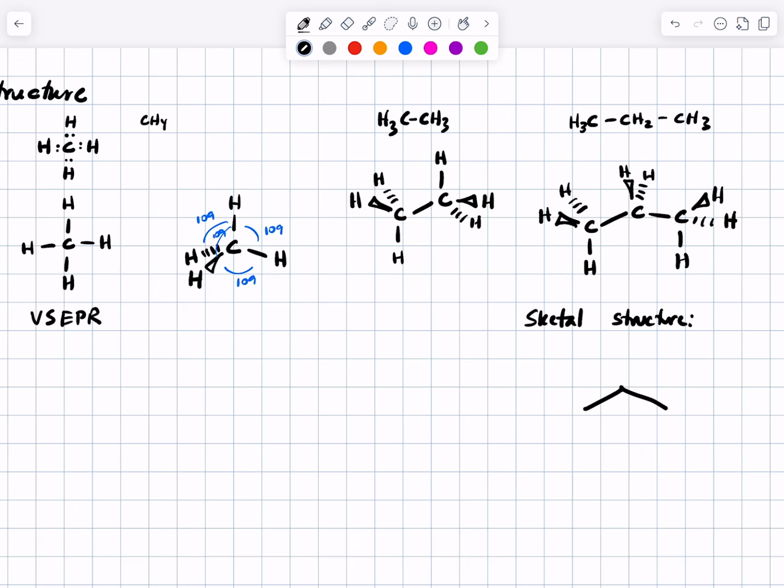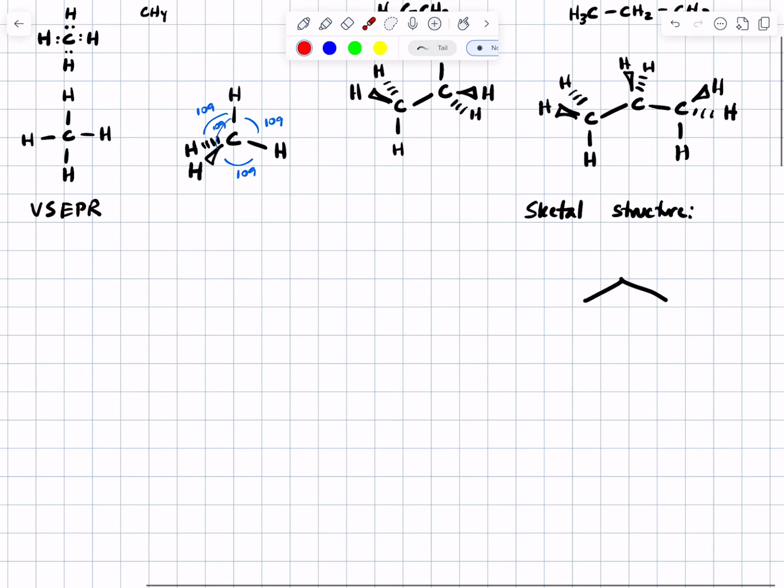Second, we assume that there is a carbon at every end of a line and at every point where lines join, at every vertex. So looking at this, I know that this is a CH3 group. I know that this is a CH2 group, and I know that this is a CH3 group. I have to remember the hydrogens that are implied but not shown.